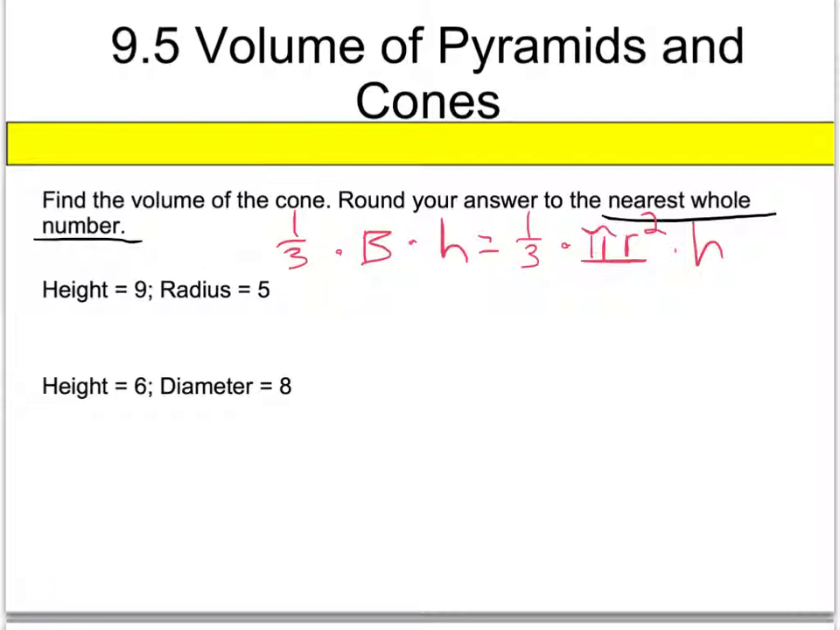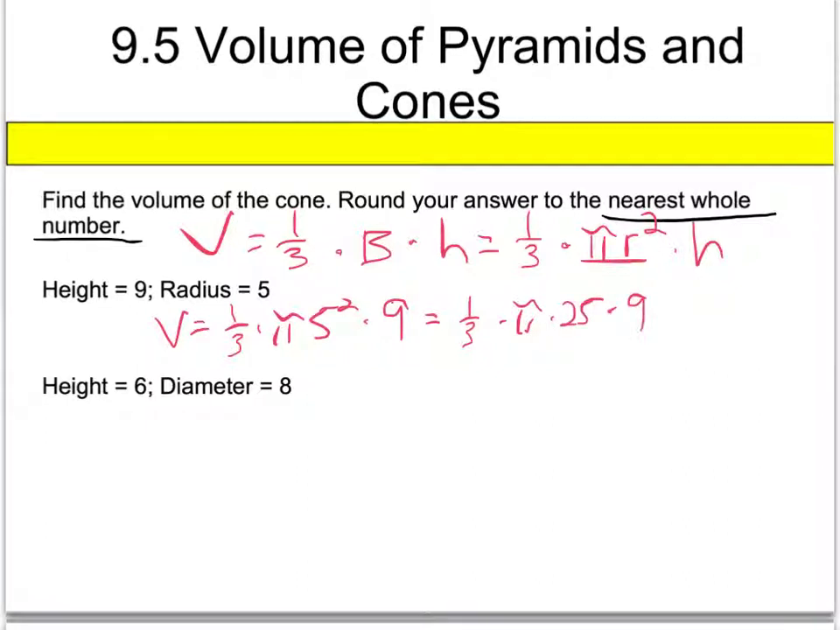Alright? So plugging this information into our formula, volume is equal to 1/3 times pi. Your radius is going to be 5 squared times your height of 9. When we simplify this, we still have 1/3 times pi times 25 and multiply that by 9. Now, if you took 25 times 9 and then divided that by 3, you get an answer of 75 pi. Okay, 75 pi. And now we take 75 times pi, or 3.14, and round to the nearest whole number.